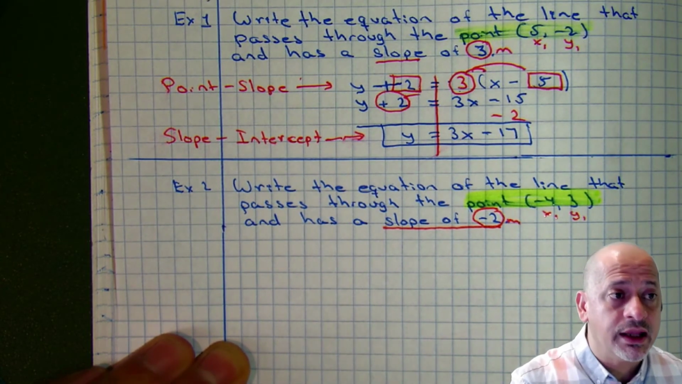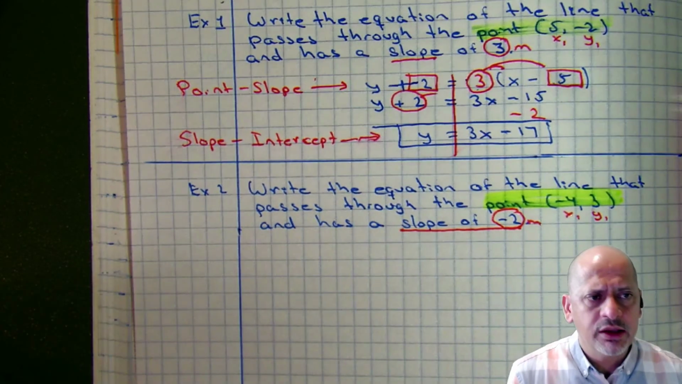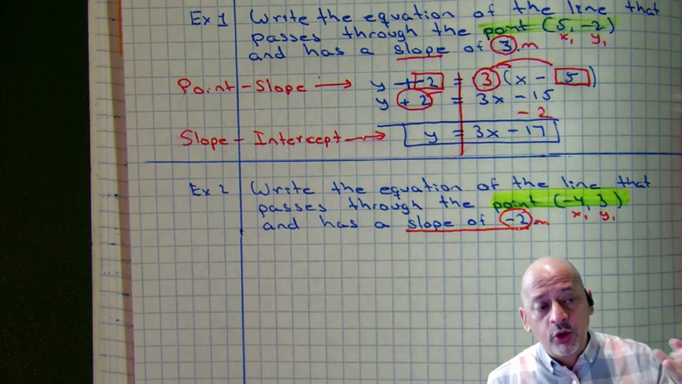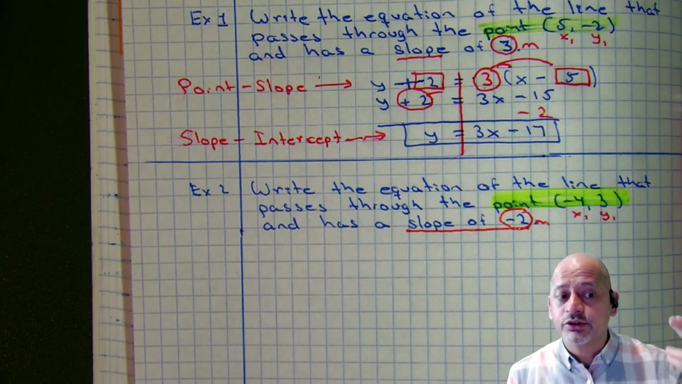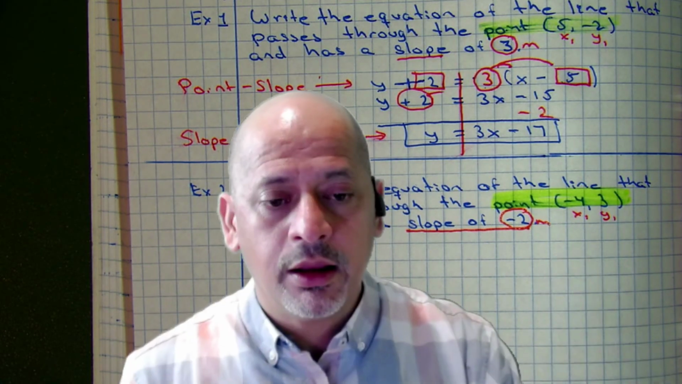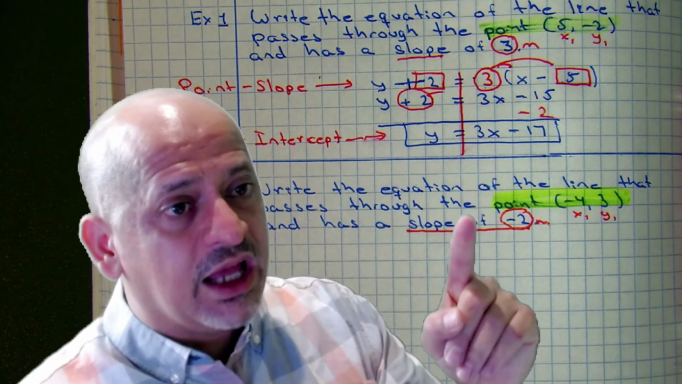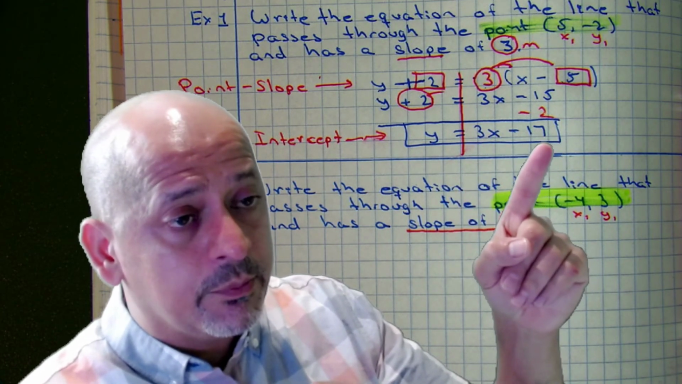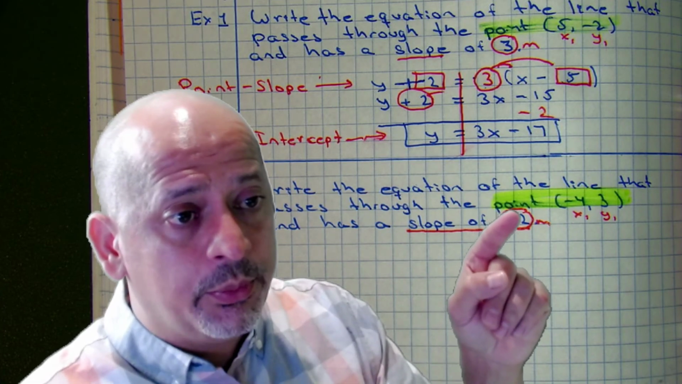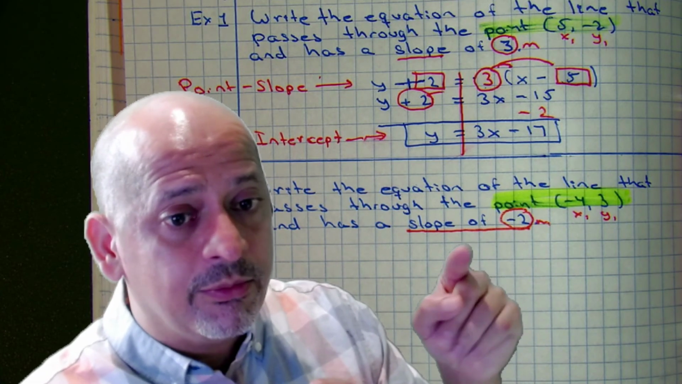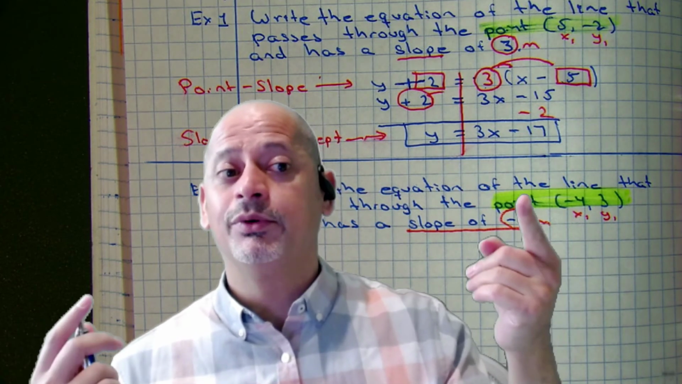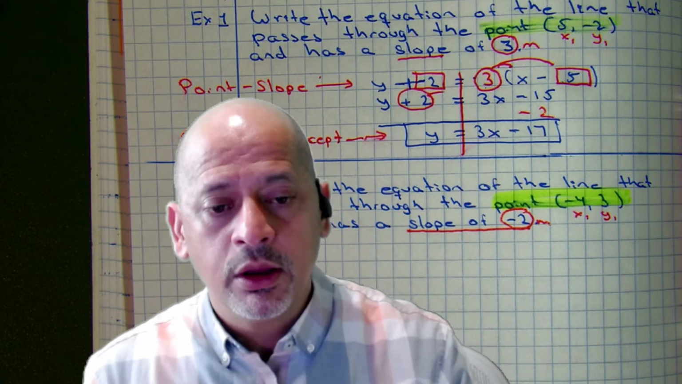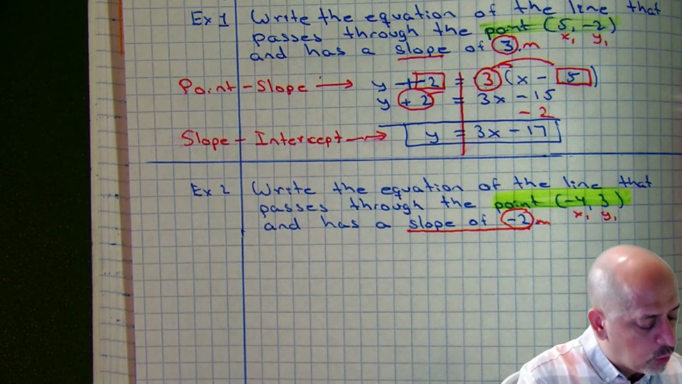And now I'm going to write the equation of the line. So I need to decide: do I use the mx plus b, where they give you the slope and the y-intercept, or do I need to use the point slope form? Which one do you think? Point slope form? Correct. So every time they give you a point, you want to use point slope form.